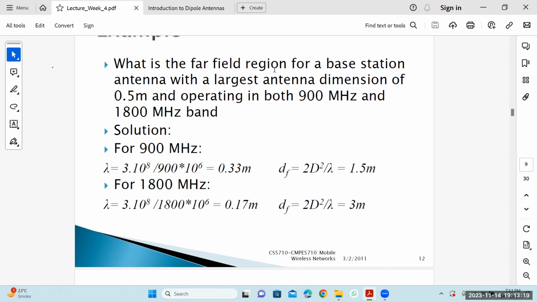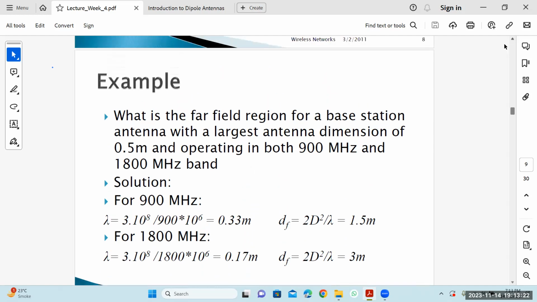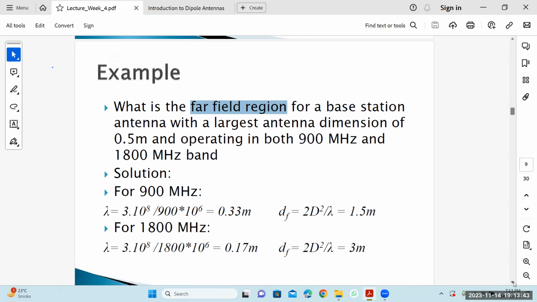So first of all, you need to know what we mean by far field region, right? This is a new thing you're experiencing right now. Far field region means a region which is far away from the antenna, so that the wave itself starts to look like a planar wave. It originates from the antenna like this, in the form of ripples.